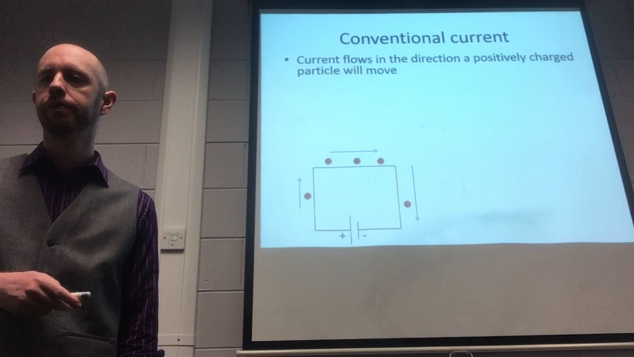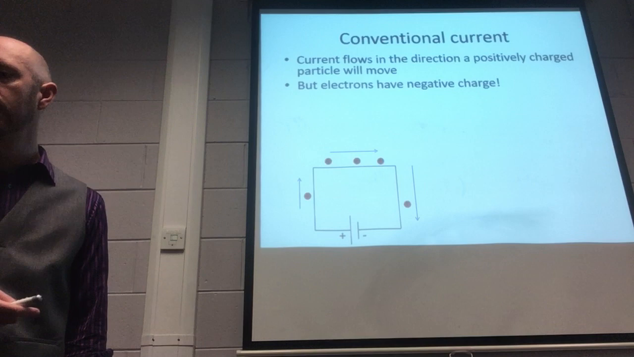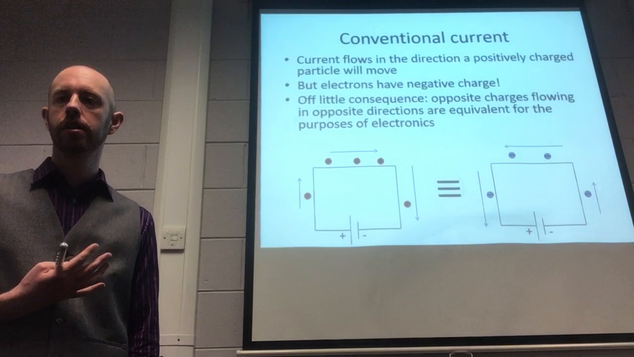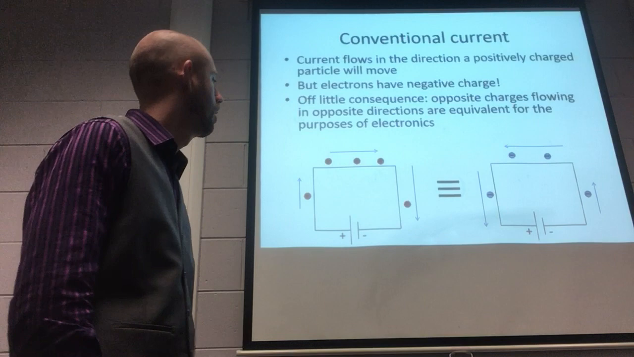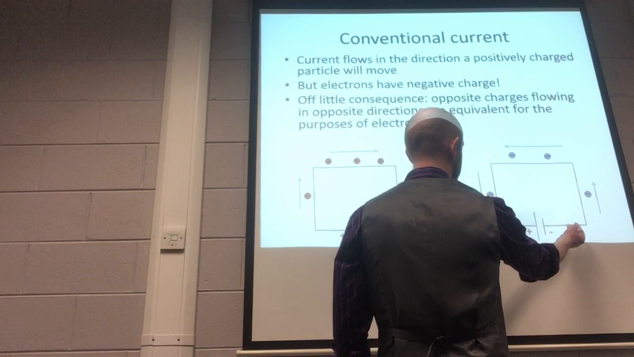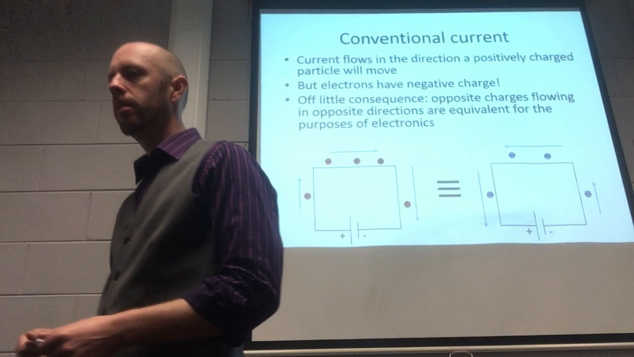Of course, electrons have a negative charge. This is actually of little consequence because opposite charges flowing in opposite directions are equivalent for almost all purposes of electronics. So saying that we've got an electrical circuit with positive particles flowing that way is equivalent to saying we've got an electrical circuit with negatively charged particles flowing in the opposite direction. So, for most intents and purposes, it doesn't actually matter.